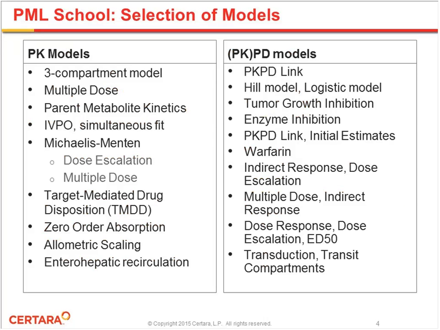So here's the overview of the 20 models that we selected. The first one, the 3-compartment model, has already been covered 2 weeks ago by a lecture given by Dan Weiner. Today, Chris Mehl will talk about parent and metabolite kinetics. All the rest of these models will be presented in further sessions as we go along.